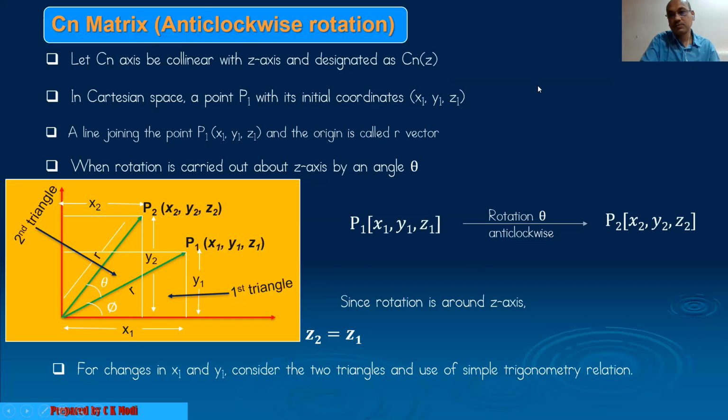You just focus on the first triangle. This is the first triangle. With the help of this first triangle, what is the value of sine phi? With the angle of phi, sine phi is equal to y1 upon r. And what is the value of cos phi? Cos phi is equal to x1 upon r.